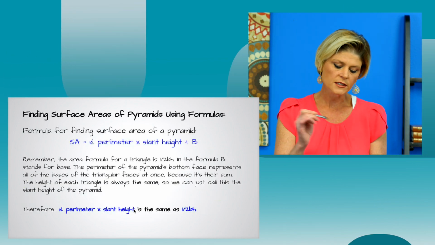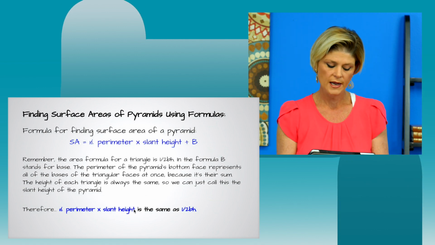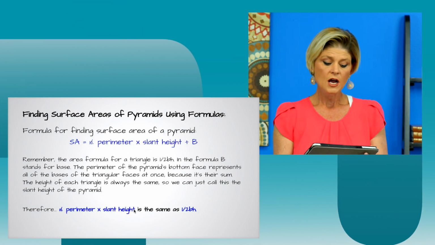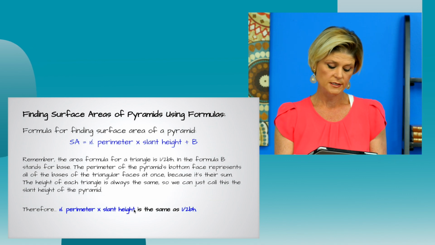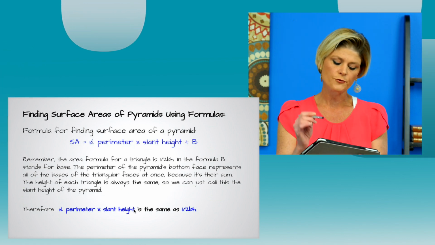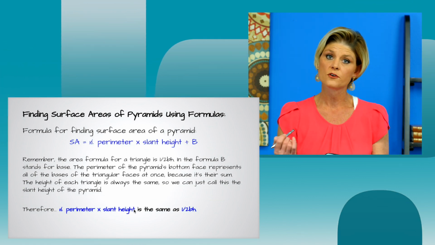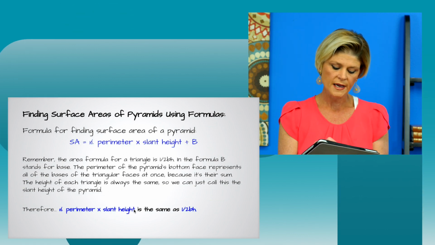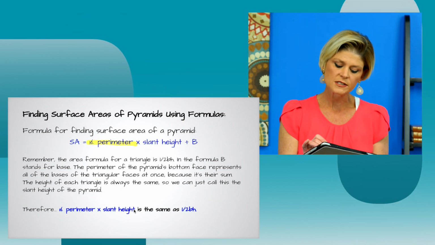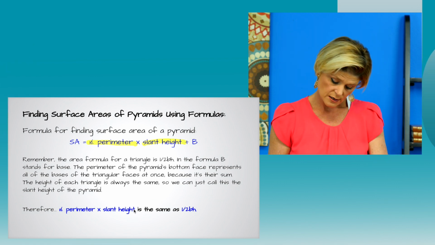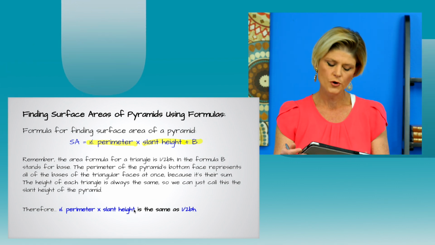All right, now let's talk about pyramids. Let's talk about how we can find surface areas of pyramids using formulas. All right, so the formula for finding the surface area of a pyramid is 1/2 perimeter times the slant height plus b. All right, and this is an important note.